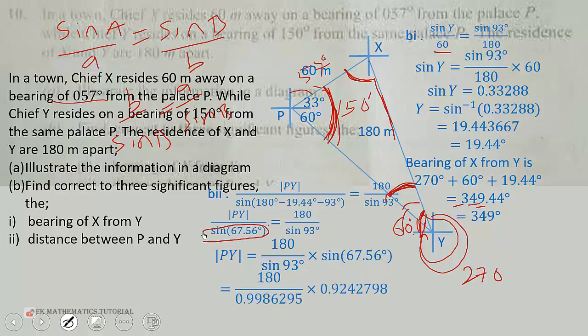So that will give us 166.599. So to three significant figures, that will give us 167 meters. That is the distance between P and Q. 167 meters.